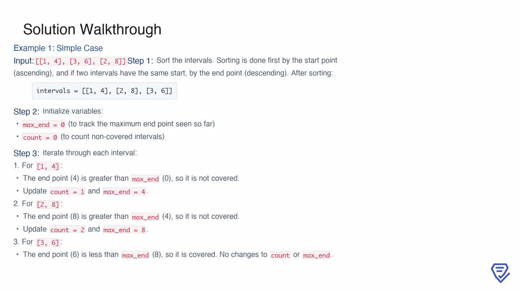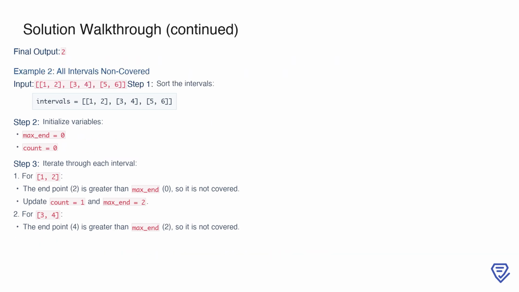Moving to the next interval, [2, 8], its endpoint, 8, is greater than the current max_n of 4. This means [2, 8] is also not covered. We increment count to 2 and update max_n to 8. Finally, for [3, 6], its endpoint, 6, is less than max_end, which is 8. This means [3, 6] is covered, so we don't make any changes to count or max_end. The final output for this example is 2, as there are two non-covered intervals.